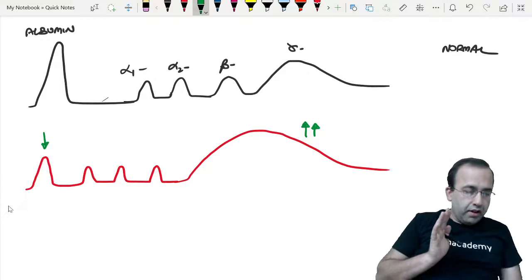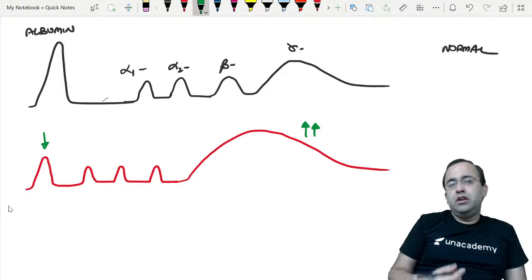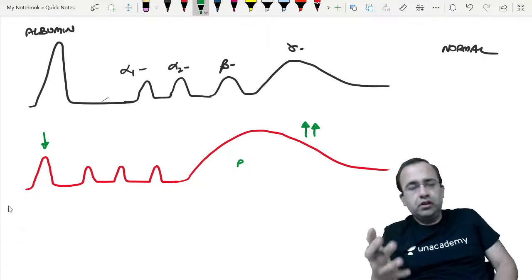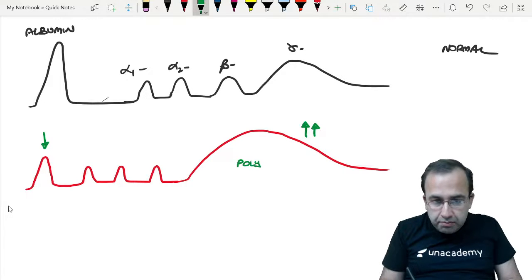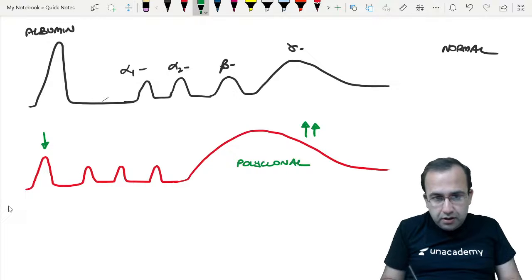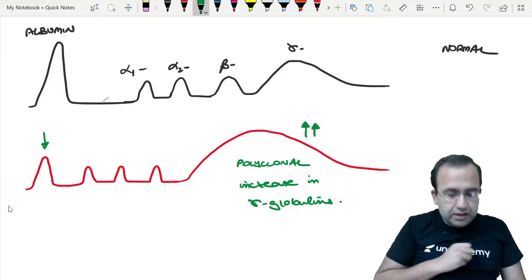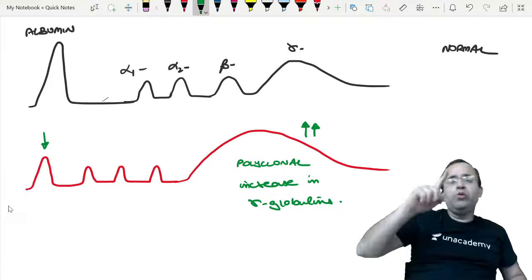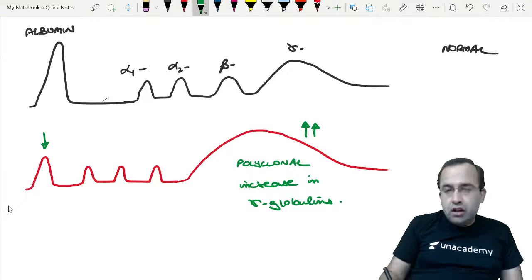Next point. Is it a monoclonal band? No. Normally the answer that I usually get in classes is that it's a case of multiple myeloma. No. Here there is a polyclonal increase in gamma globulins. Multiple myeloma will show you a monoclonal band. This is a polyclonal increase in gamma globulins with AG reversal.